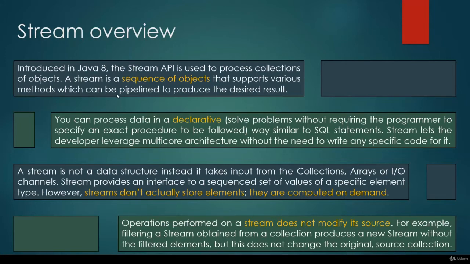So what's crucial is that a stream is a sequence of objects. It is not a data structure, so streams don't actually store items, they are computed on demand. It is extremely easy to do parallel programming with the help of streams, and a stream doesn't modify its source.